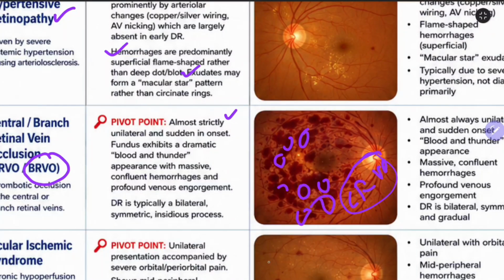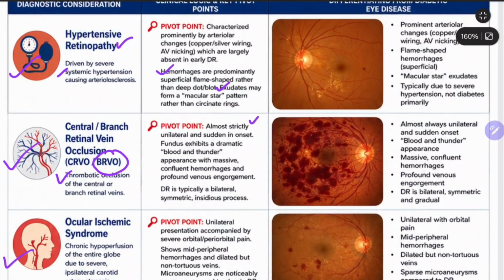Central retinal vein occlusion. Is this also known as a fire in forest appearance? I think, or I'm wrong maybe. No, it is blood and thunder appearance. Fire in forest appearance, I think, is in central artery occlusion. So almost always unilateral and sudden onset, blood and thunder appearance, massive confluent hemorrhages you will see, profound venous engorgement you will see. It is always unilateral, but diabetic retinopathy is always bilateral and it is gradual.